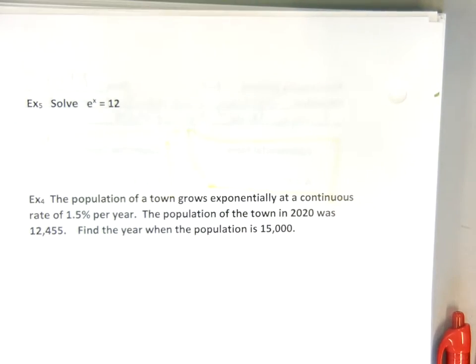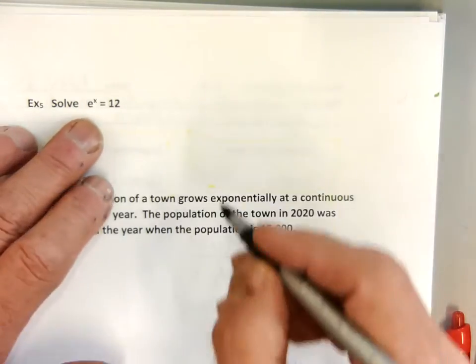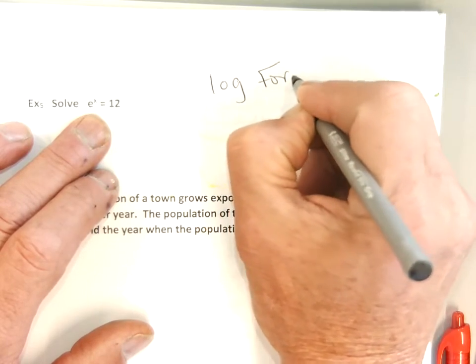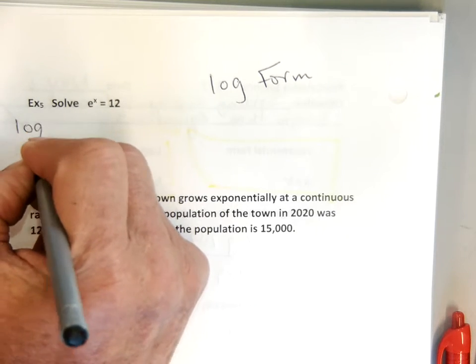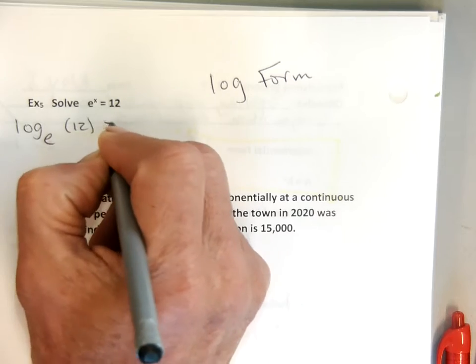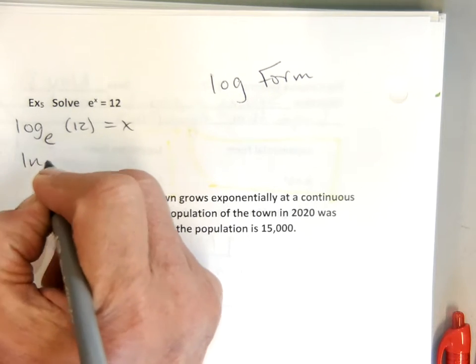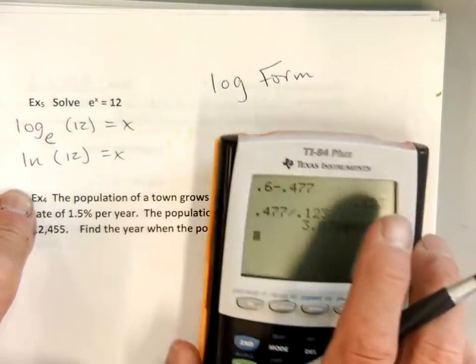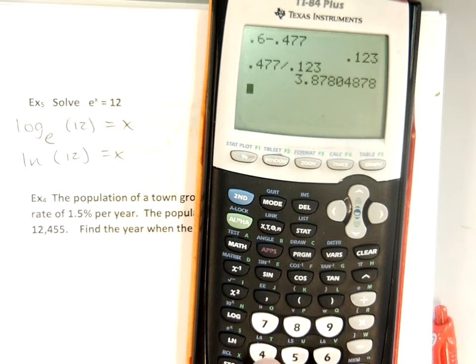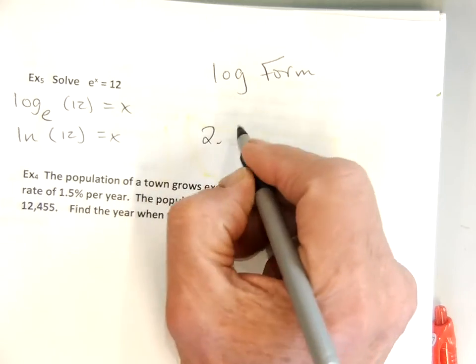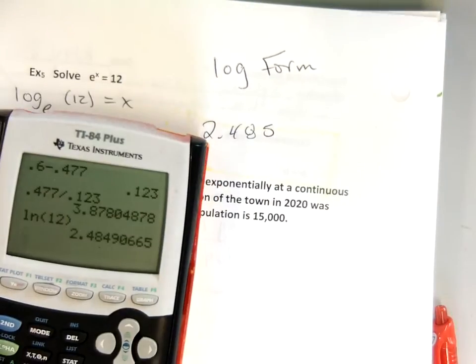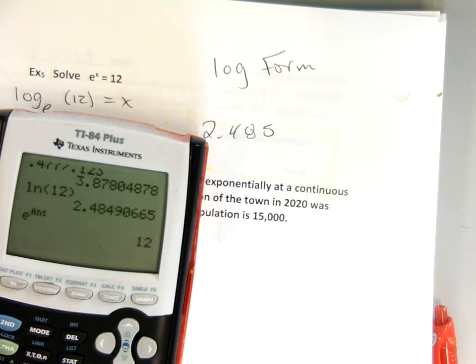All right, example 5. Let's change this one from exponential to log form. I'm going to write log base e of 12 equals x. Okay, just change it from exponential form to log form. Now log base e is a special log, isn't it? It's natural log. So I'll rewrite this as ln, or natural log of 12 is equal to x, and I'll just use my calculator. ln is on the calculator, right by the 4, between the 4 and the 7, right? ln. Oh, and I get about 2.485. Or e to that answer is 12. That's what we were really looking for.